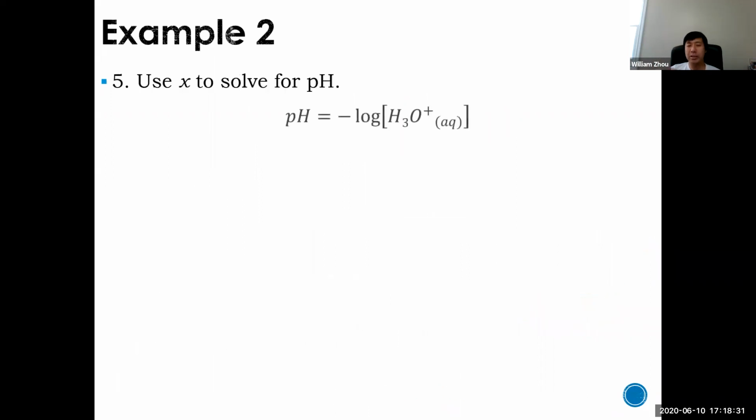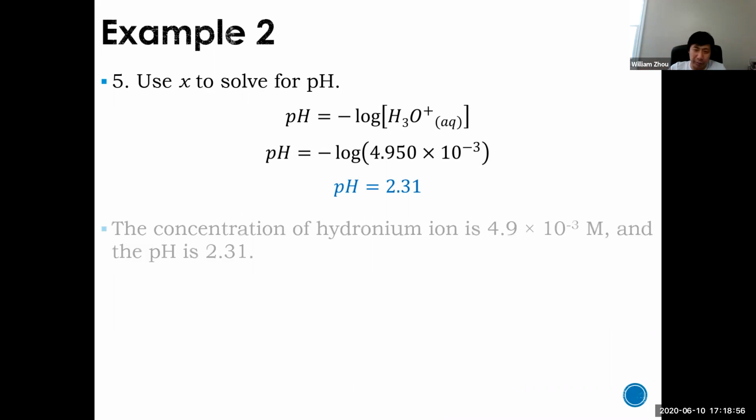To calculate pH, pH is negative log hydronium. You sub in the unrounded version of this. So it's negative log 4.950 times 10 to the negative 3, and on the calculator pH is 2.31. 2 decimals for the pH, because the concentration has 2 sig figs. Does that make sense? All right, you have an acid. Of course, the pH is going to be low. So yes, your answer does make sense.